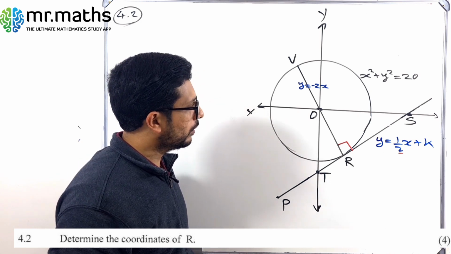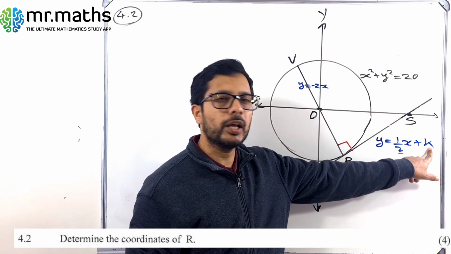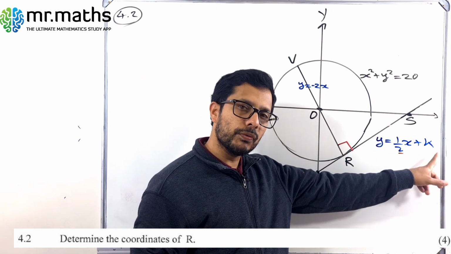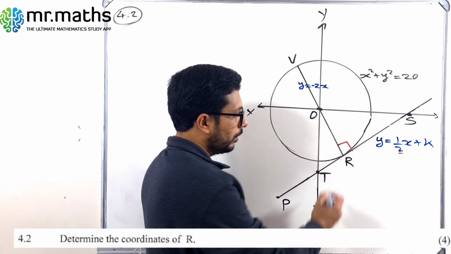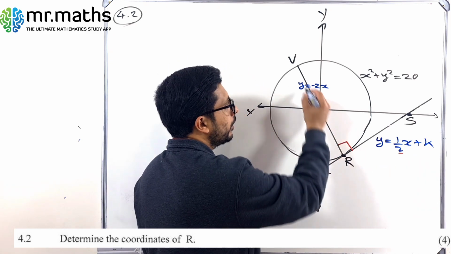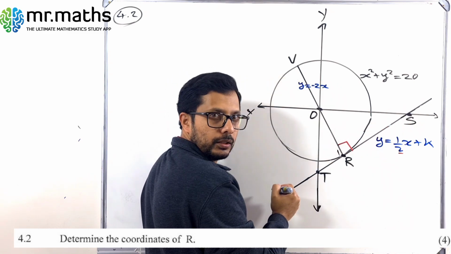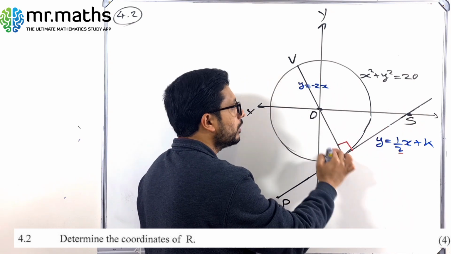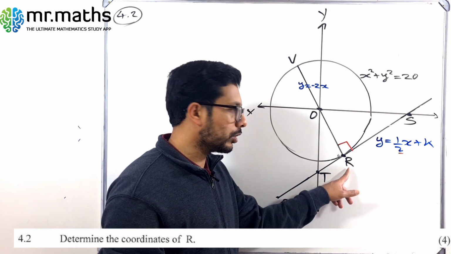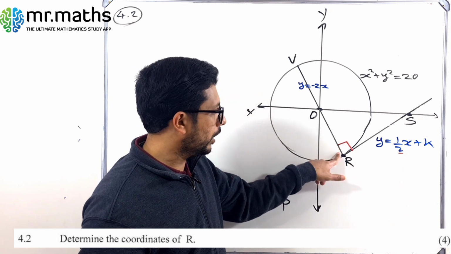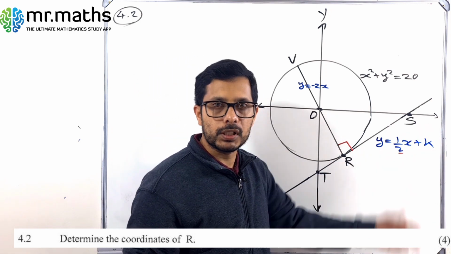Here we can't apply this one because we don't know the value of k. In case we knew the value of k, this point R is a common point on this line and this line, so we can equate these two equations. Then we can find the coordinates of point R. But unfortunately, we can't do that now because there is a k here. We don't know the value of k.